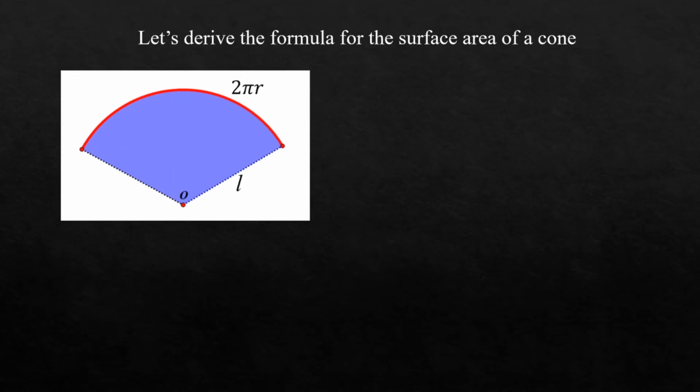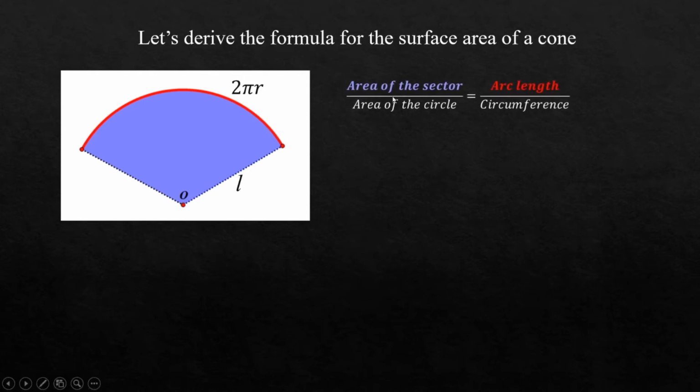Now we'll derive the formula for the surface area of a cone. As we saw before, this is called the arc length. It's in red. And we have the slant height here, center O. The previous slide showed that the ratios are equal. So the area of sector is in blue, the arc length is in red. The area of the sector is what we want to find.